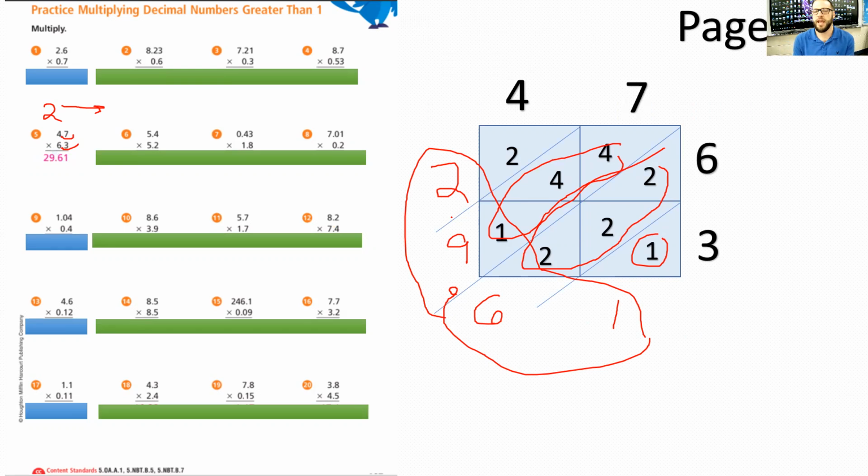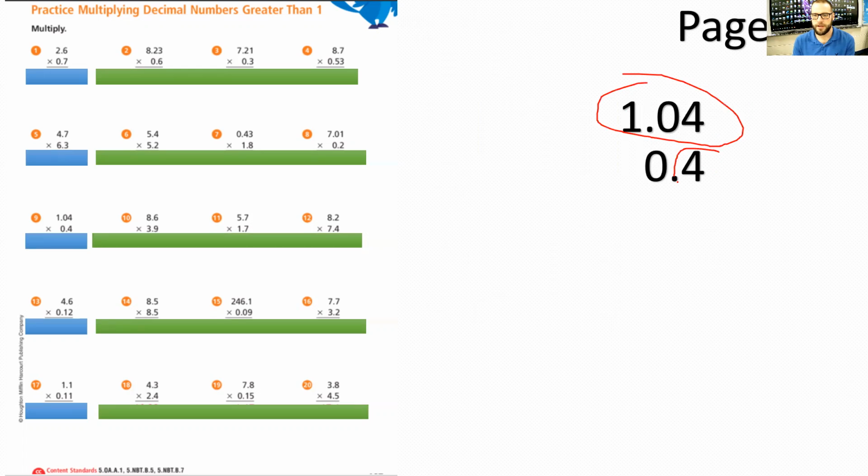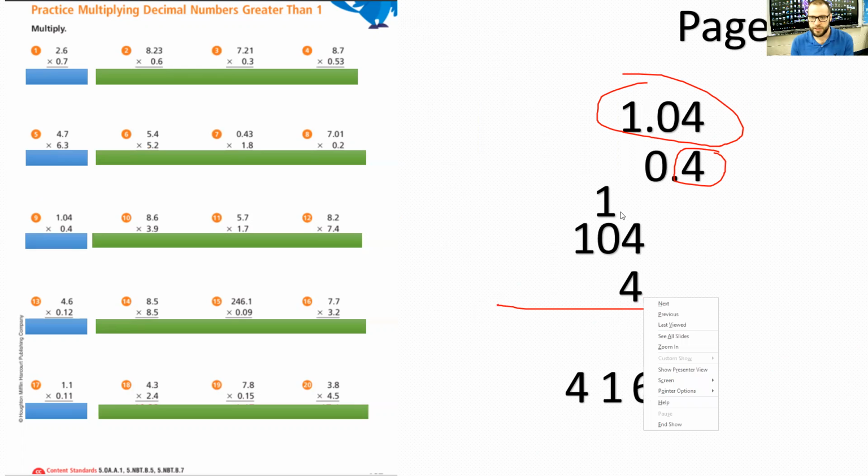Let's go to the next one. Now I'm going to go back to using the traditional method because it's a 3 by 1. So I'm going to have my 1.04 times 0.4. If I ignore the decimal, it's 104 multiplied by 4 because 0.4 is 4. 4 times 4 is 16, so you put the 1 there and the 6. And then you multiply 4 times 0, which is 0, plus 1 is 1. And then 4 times 1, which is 4.